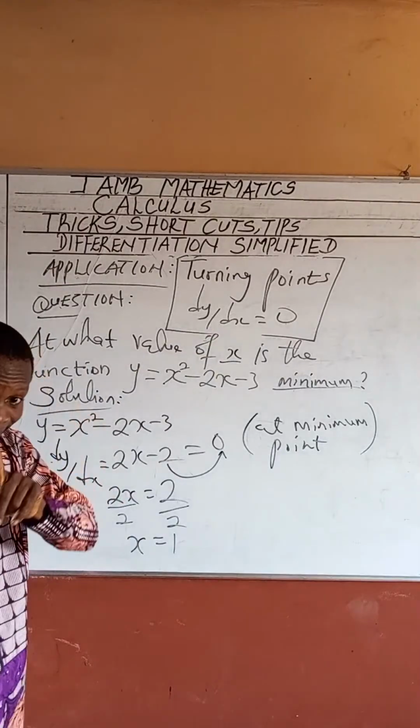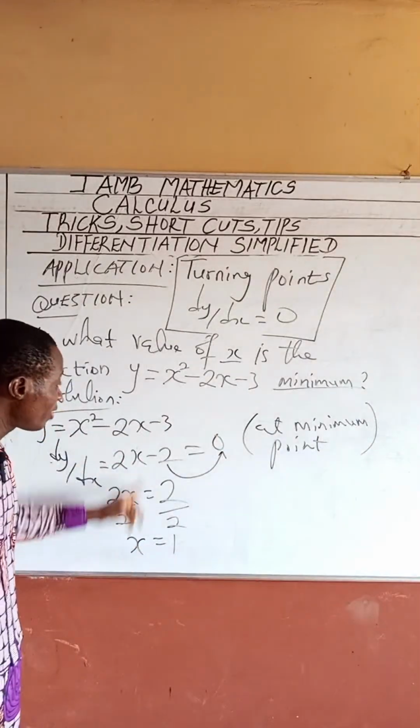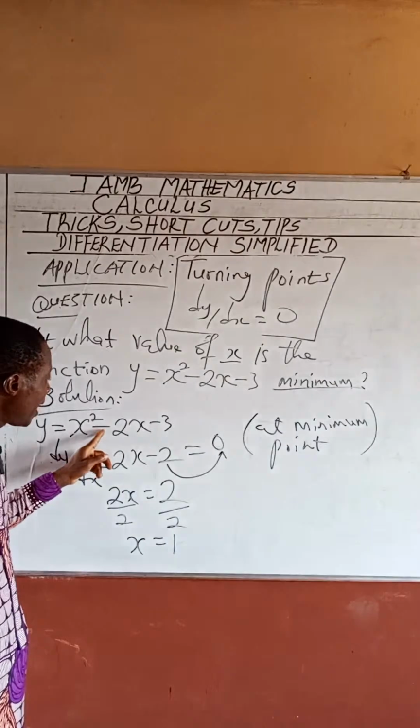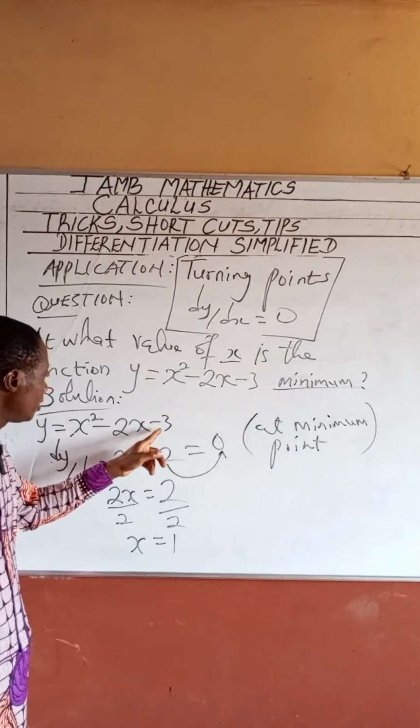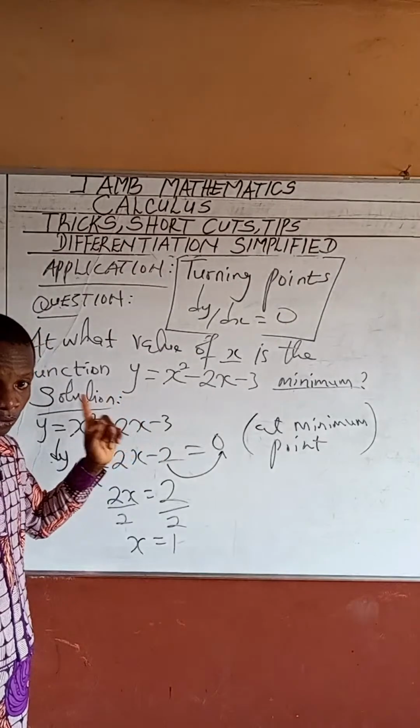They didn't say find the coordinates. They didn't say at what value of y. Some persons will go and look for the value of y. And the value of y here is 1 minus 2, which is minus 1. Then minus 1 minus 3 is minus 4, right?